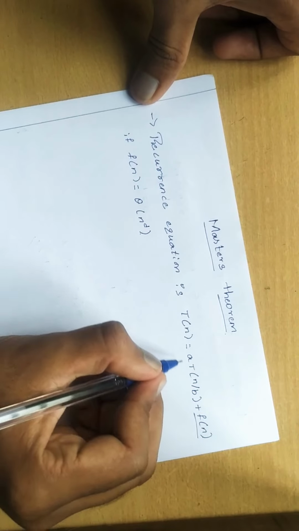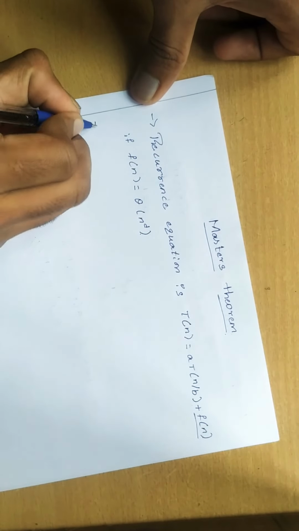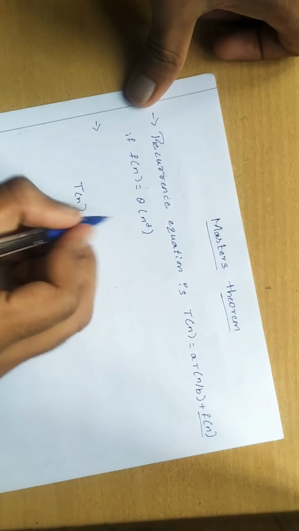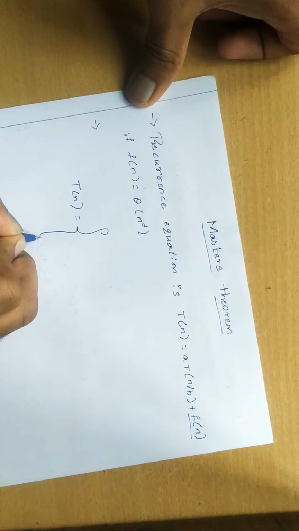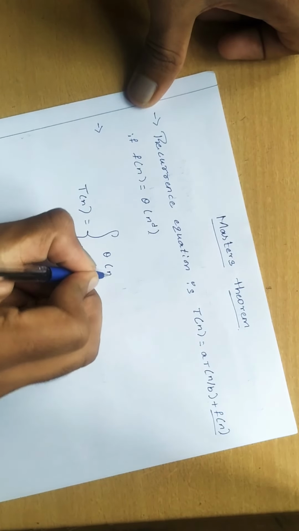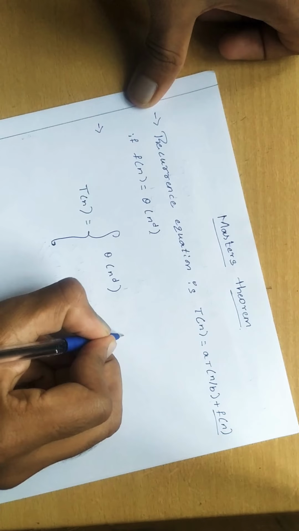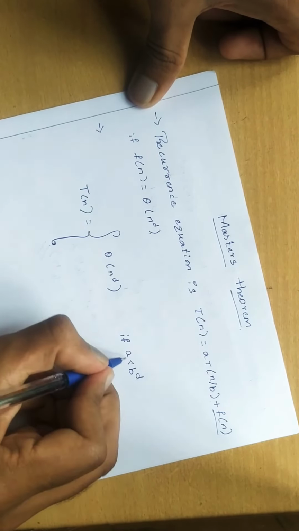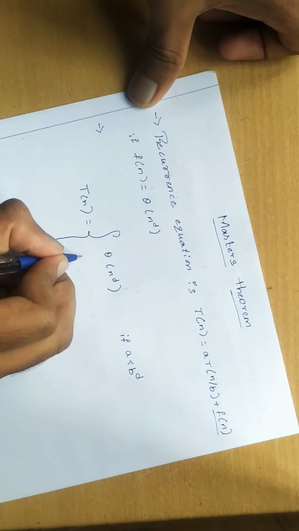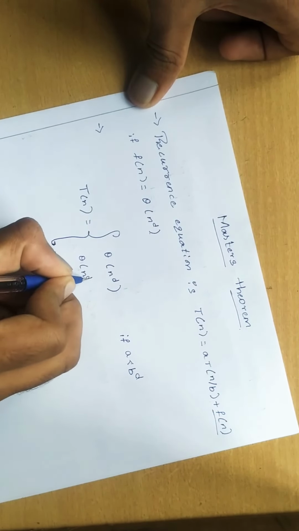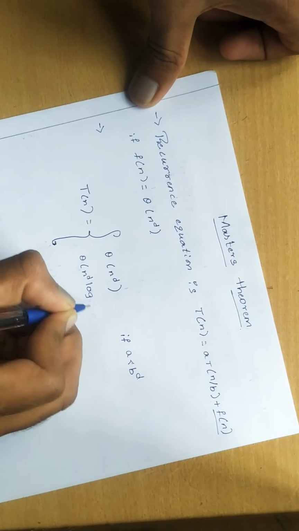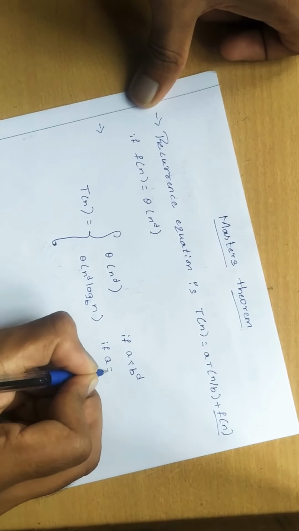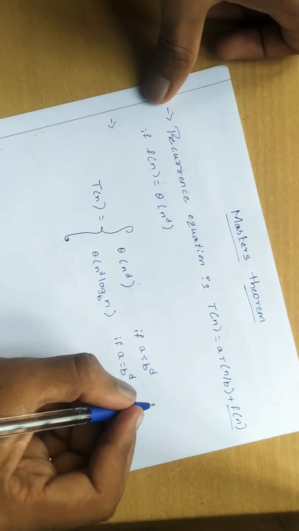So we need to learn this. And the second part is that there will be three cases. T of n is equal to theta of n to the power of d if a is less than b to the power of d. The second one is theta of n to the power of d log n base b if a is equal to b to the power of d.